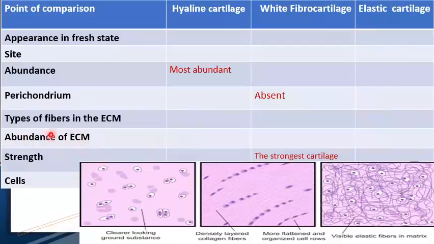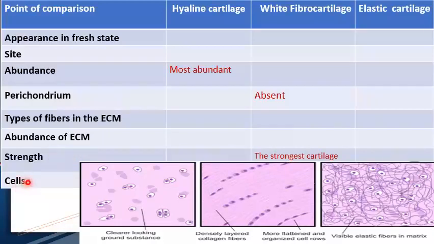Regarding the abundance of extracellular matrix, the most abundant matrix is present in the hyaline cartilage, while in white fibrocartilage we have a minimal amount of extracellular matrix between rows of chondrocytes. Regarding the strength of cartilage, the strongest cartilage is the white fibrocartilage. That's why it is present in sites of severe stress.